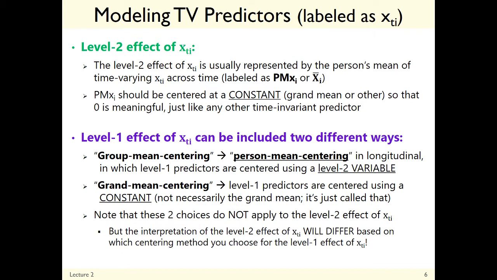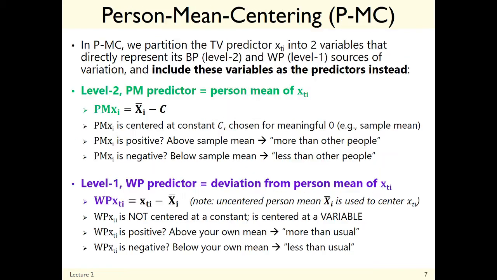So it takes practice to get used to thinking about how setting up the model changes what the model tells you. So here's what we're going to do first. My preferred method by far, because it is the easiest to get right: you carve up the time-varying predictor into the piles of variance that it should have. At level 2, we have a variable I'm calling person mean x, and that's the person's mean minus a constant. So if I pick, say, the sample mean for the constant, then having a positive value of PMX means I have more of it than other people on average.